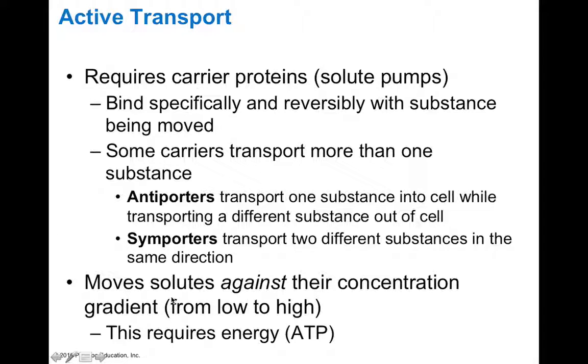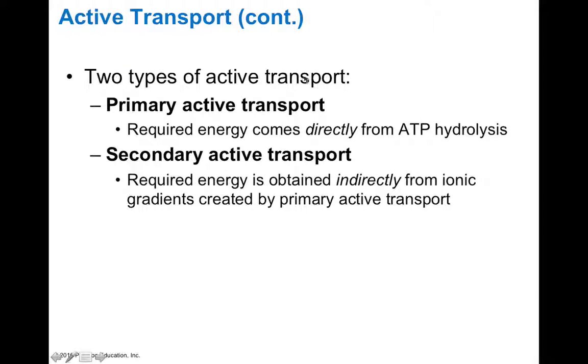Now, what we find then is that for active transport, we're moving solutes against their concentration gradient, right, from low to high. And because you're going from low concentration to high concentration, you can't rely on diffusion. Remember, diffusion goes the opposite way. Diffusion would have a tendency then for molecules to go from high to low. But if we're trying to move molecules against diffusion, that's going to require some additional energy in the form of ATP. Now there's two major types of active transport. We've got primary active transport and secondary active transport.